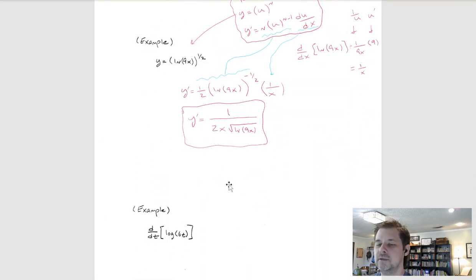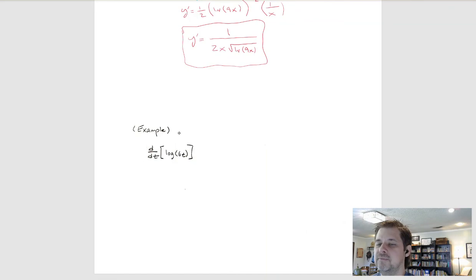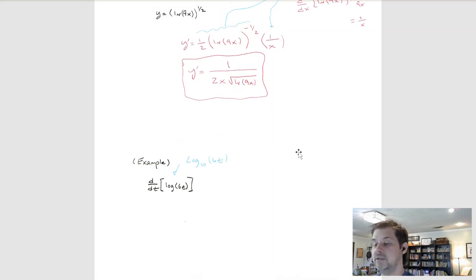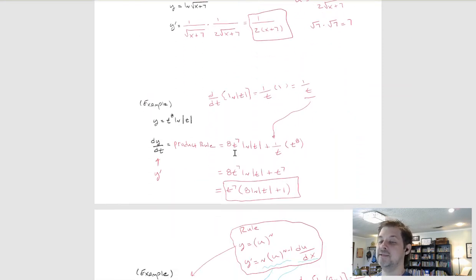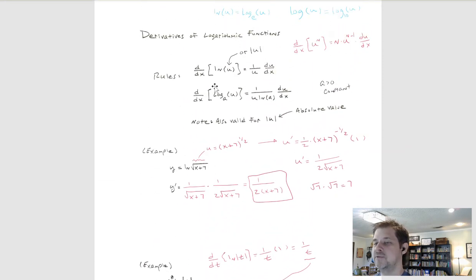So for the purpose of the video, I might say that what we really have here is log base 10 of 6t. I do that because my rule requires that I know what the base is. So I have the derivative with respect to x of log base a, where a is some positive constant. In my example, it's 10.